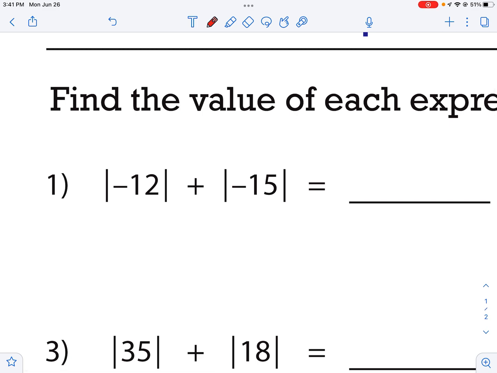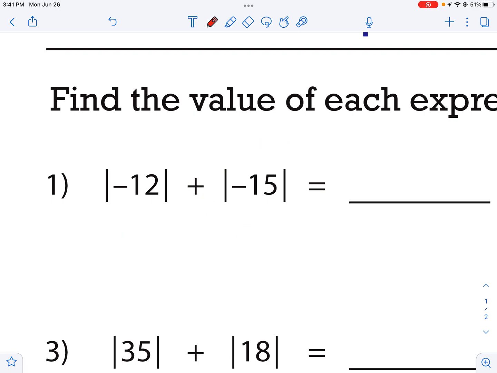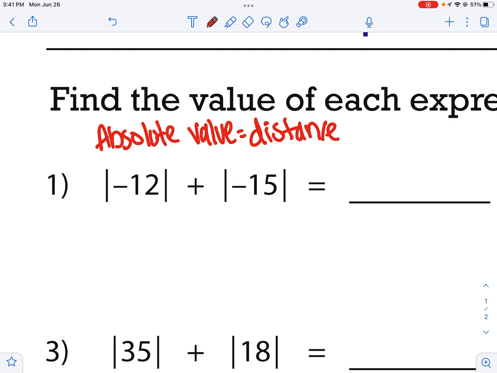So it says the absolute value of negative 12 plus the absolute value of negative 15. Now remember, to find absolute value, it's always positive. You can't have a negative absolute value, because remember, absolute value, and you should be writing this on your paper also, is the distance that number is from 0. Right? And you can't travel a negative distance.